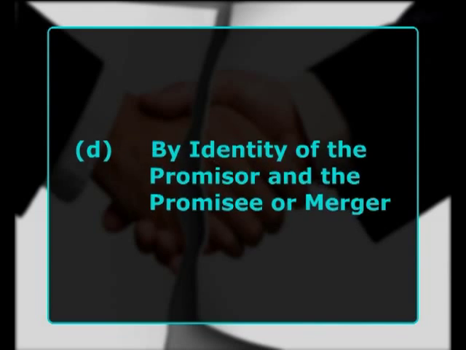If any party makes any material alteration in the terms of the contract without the approval of the other party, the contract comes to an end. Lastly, by the identity of the promisor and the promisee, or what is called merger. When the promisor becomes the promisee, the other parties are discharged.